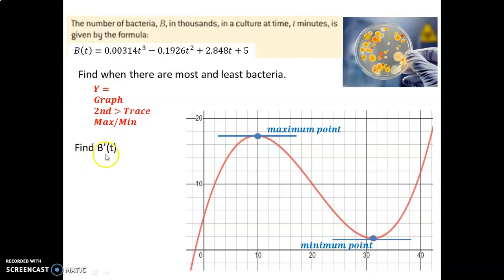So let's begin by finding the derivative of our function. So apply the basic power rule and find the derivative of that. Okay, so here's our derivative. Check your work on that. We use the power rule.